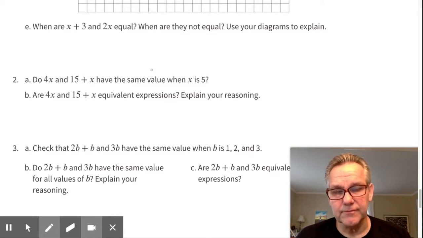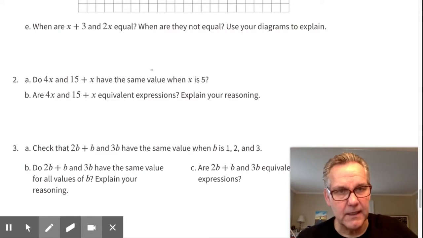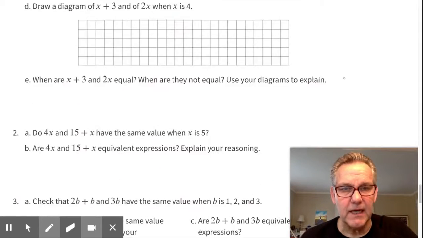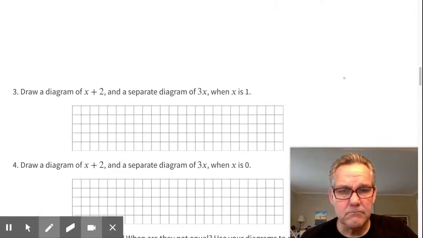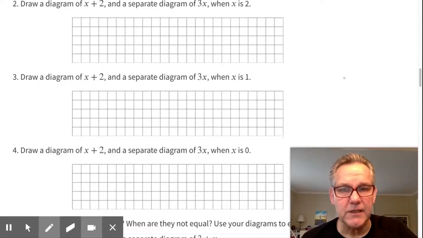Make sure you're keeping your math notebook or math folder so that it's all together for when we finally go back to school. So I'm going to pause the video now, and then we'll come back and finish off the problems that we need to do. So right now, you're going to be working on 2, 3, and 4, drawing those diagrams. Give those a try.